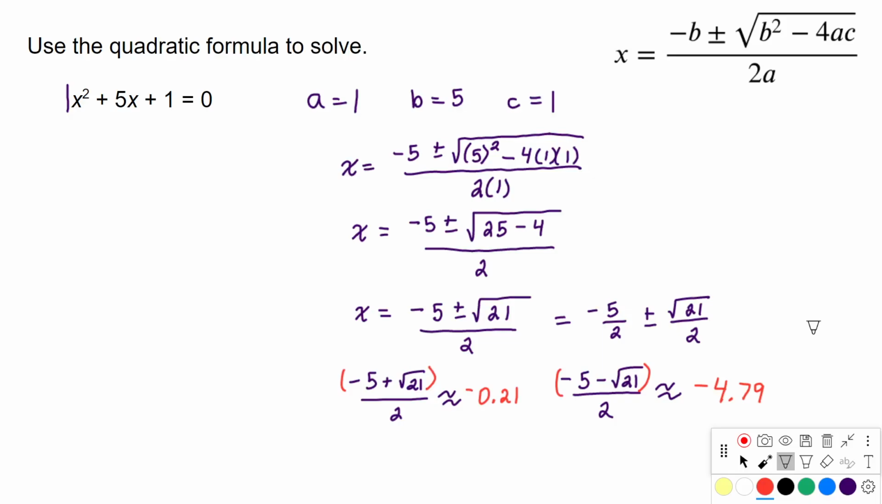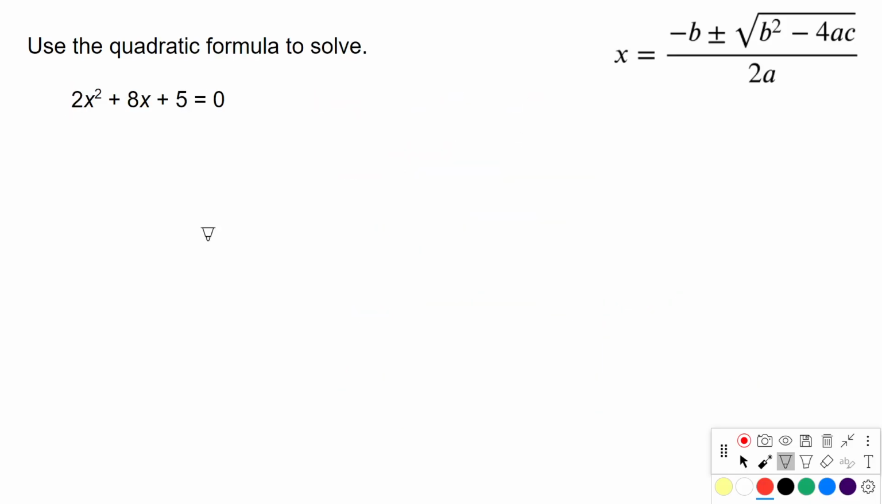So this is one problem that has been solved, and this had a leading coefficient of 1. Let's go ahead and take a look at one where the leading coefficient is something other than 1. Here we have that the a value is 2, the b value is 8, and the c value is 5.